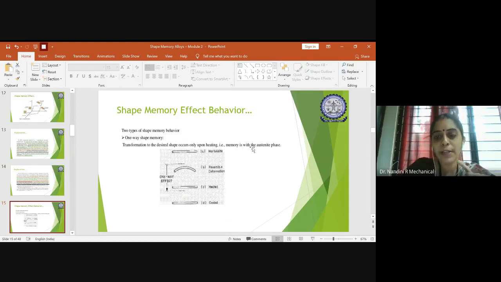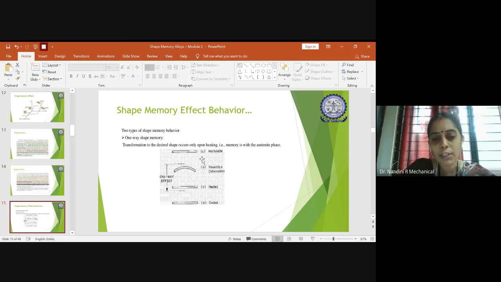So the memory is with the austenite phase. When you heat from room temperature, first it will reach the austenite phase. The concept of memory to regain its position is in its austenite phase only. So this is called a one-way effect.